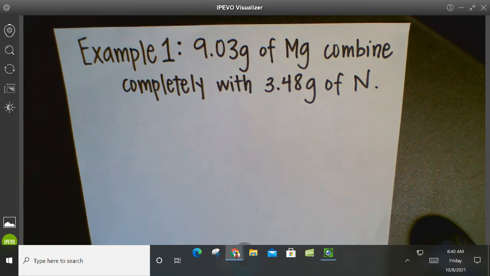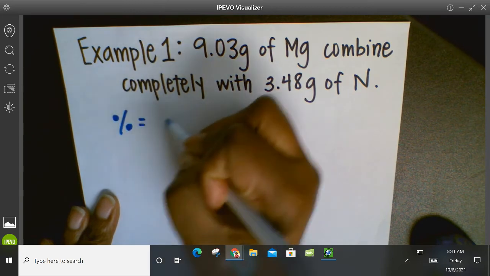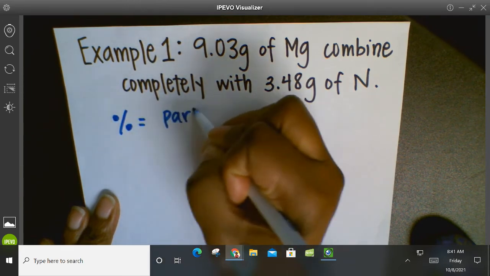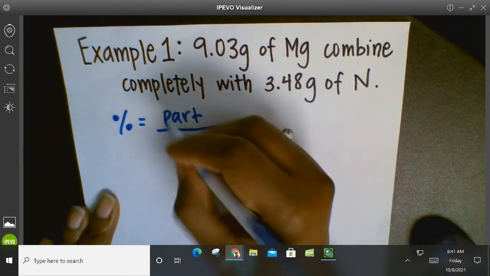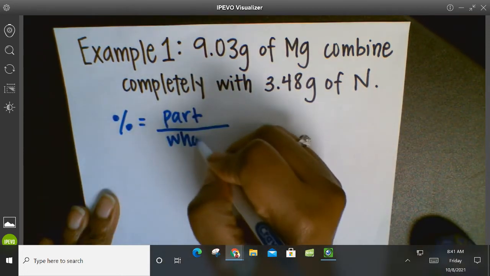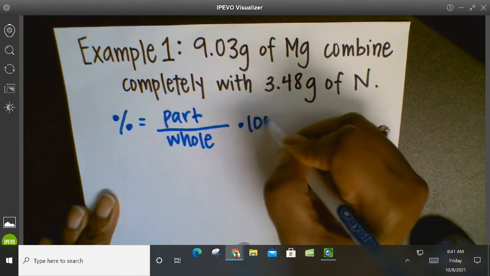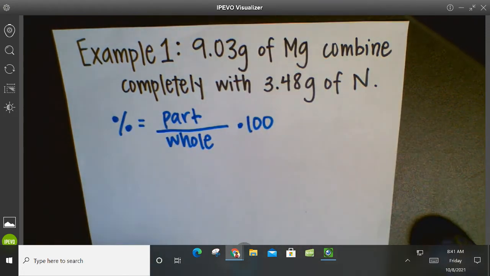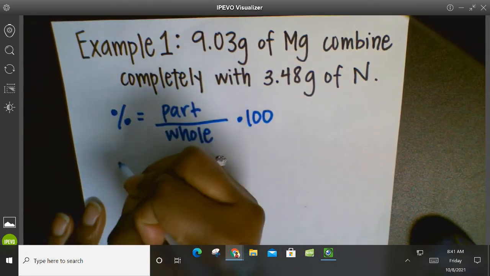And if we know anything, percent composition is just like regular percent. So we're going to take the part that we want, which one part is going to be magnesium, one part is going to be nitrogen, over the whole thing, which will be the magnesium and the nitrogen together, times 100. Okay, so what does that look like? Let's do percent magnesium first.